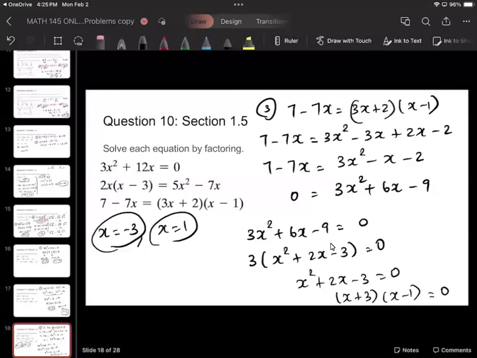Because if you set x plus 3 equal to 0 and solve, x will become negative 3. If you set x minus 1 equal to 0 and solve, x will become 1.